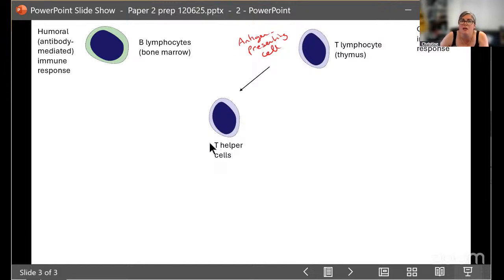So our T helper cells, when they come across an antigen presenting cell, when they have encountered a foreign antigen that's been presented on the cell, that will activate the T helper cell to start to produce some interleukins, some chemical signals. And those chemical signals are then going to activate the B cells. So the humoral response is where you've got an antibody-mediated response.